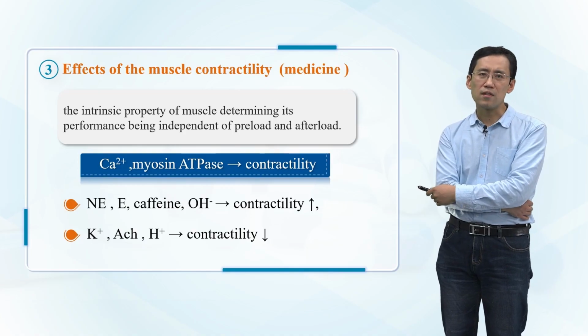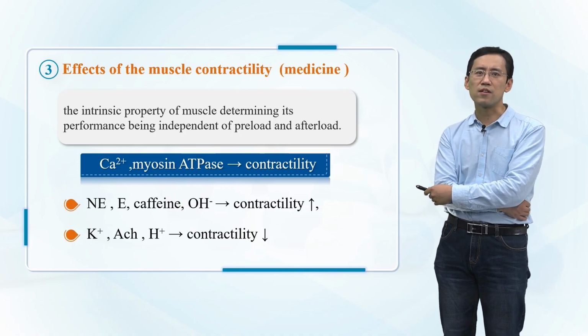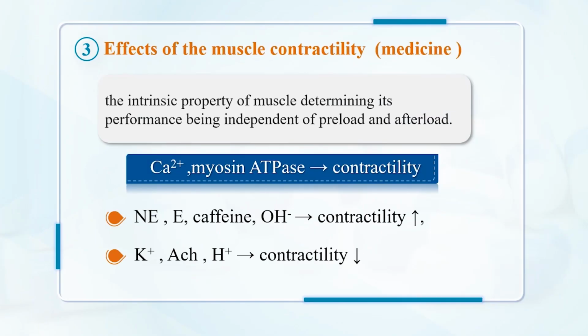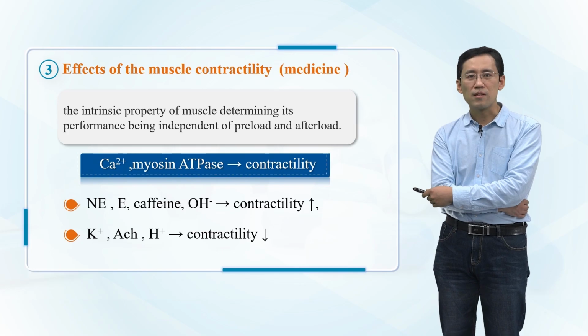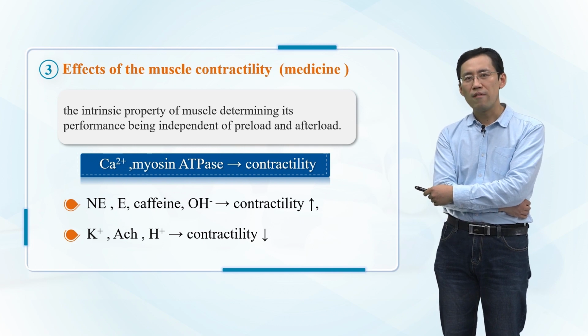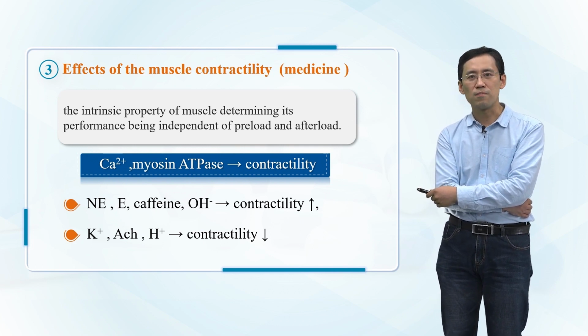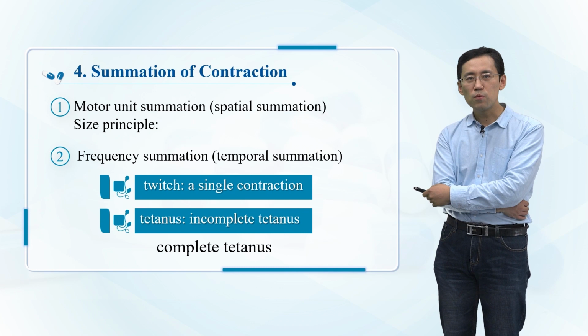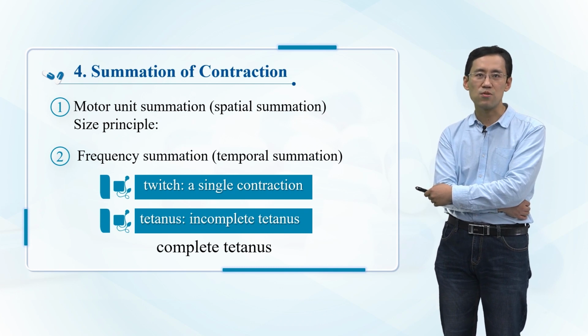Now let's see the factors that affect muscle contraction. The intrinsic property of muscles determines its performance, independent of preload and afterload. Calcium is the most important factor that affects contractility. Epinephrine and caffeine will increase the contractility. Let's move to the summation of muscle contraction.